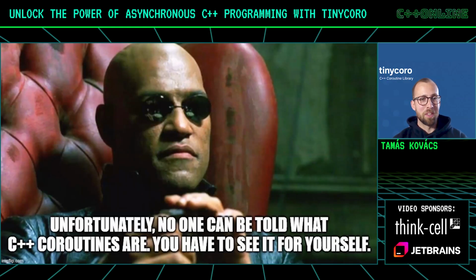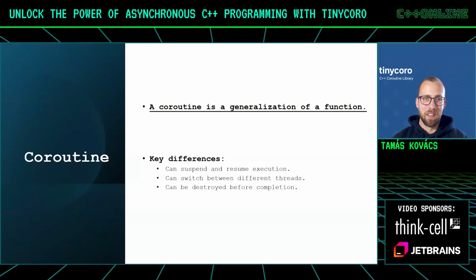Unfortunately, no one can be told what C++ coroutines are. You have to see it for yourself. A small first step. Let's see. A coroutine is basically nothing very special, just a generalization of a function with 3 key differences: they can suspend and resume execution, can switch between different threads, and can be destroyed before completion.